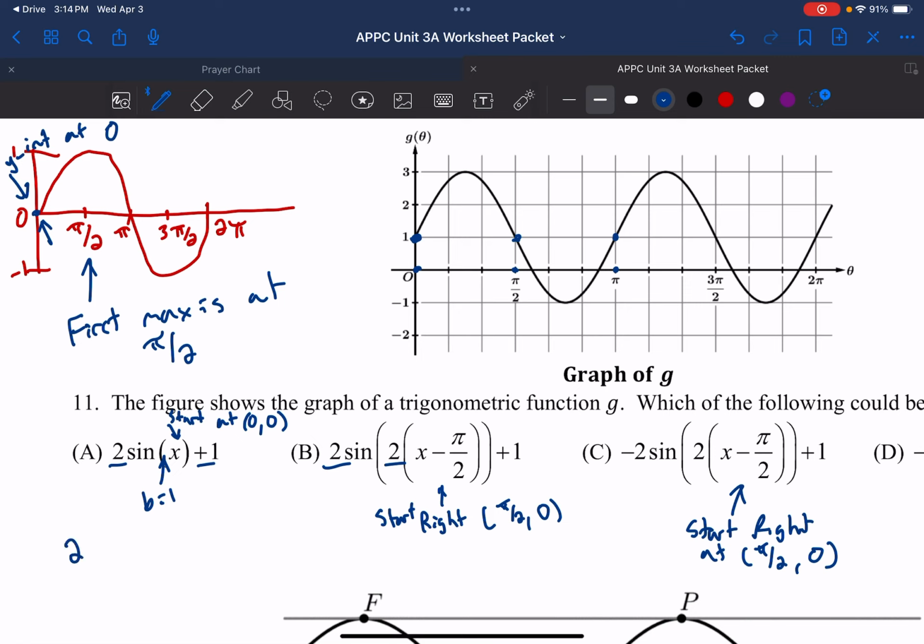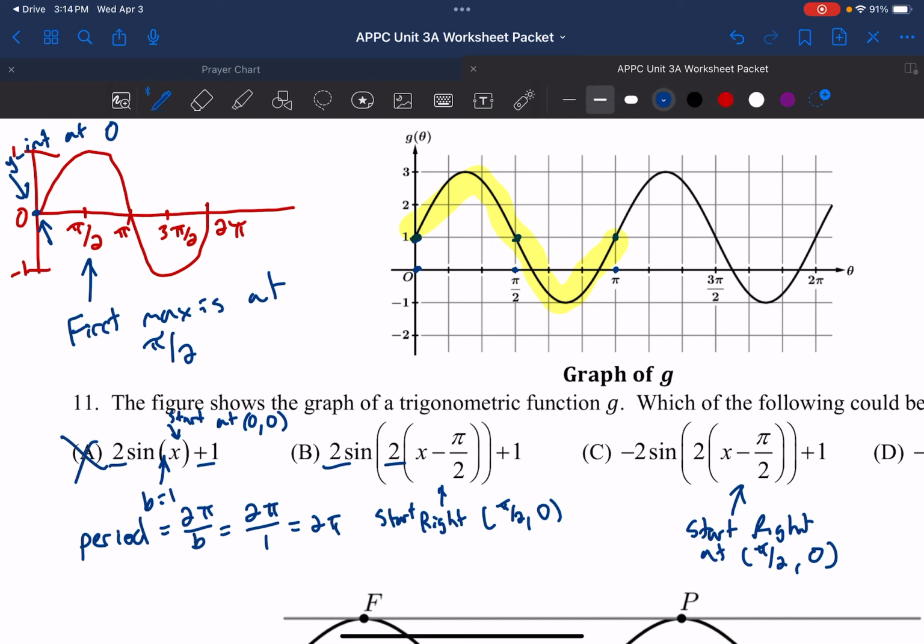Remember, my period should be 2 pi over b. So 2 pi over 1, so it should be 2 pi. But here we can see my period is 1 pi. So that eliminates this answer.